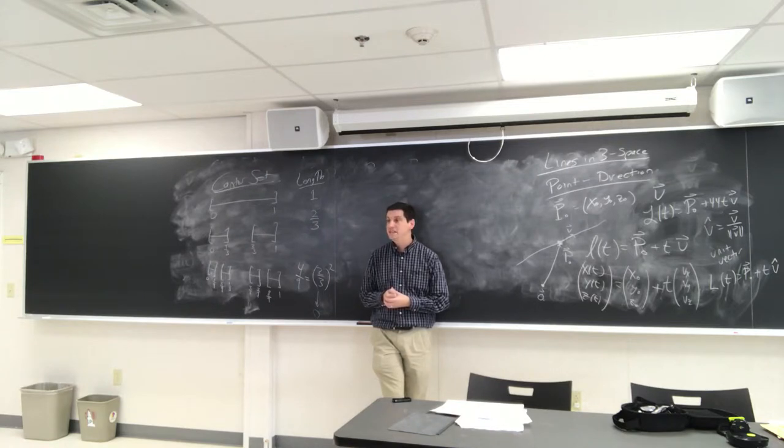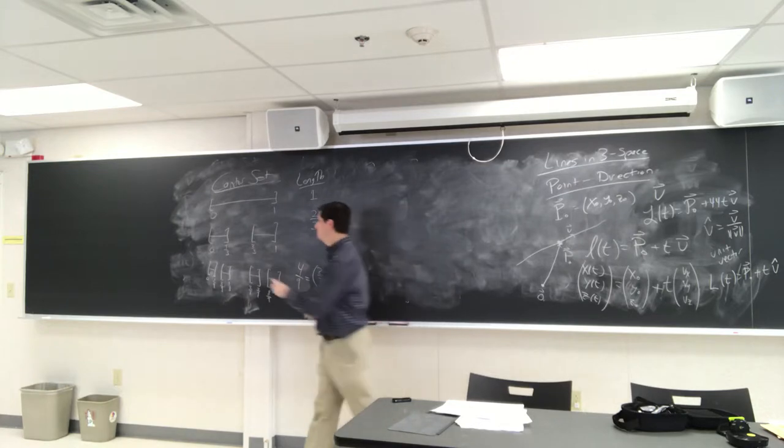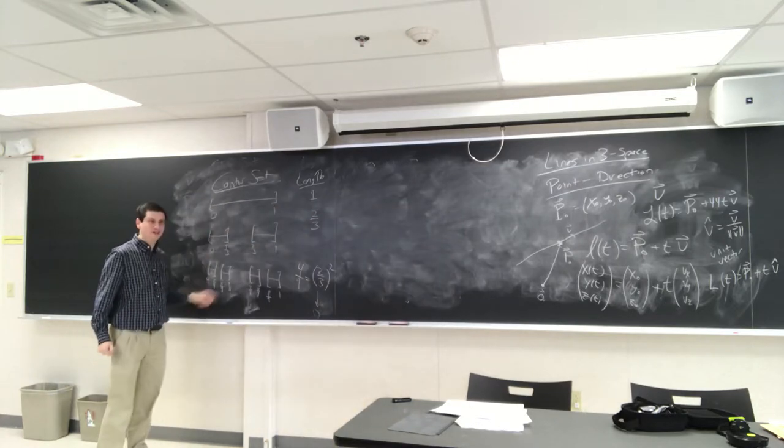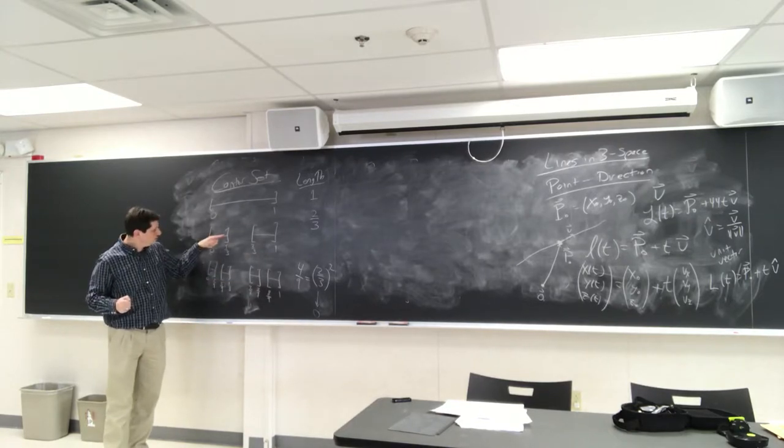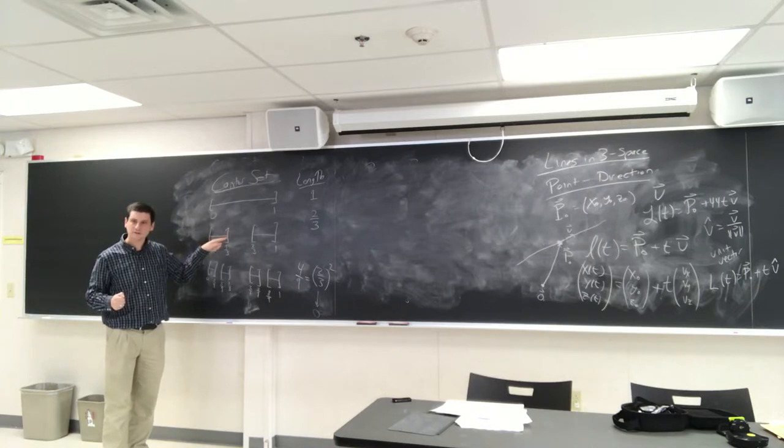So does anything remain? Do any points survive? I keep throwing away things. Does anything remain, or have I thrown away everything? Don't 0 and 1 remain? Ah, 0 remains. 0 is always going to be here, and 1 is always going to be here. There's at least 2 points in the set. Okay. What about 1/3? Will 1/3 always remain?